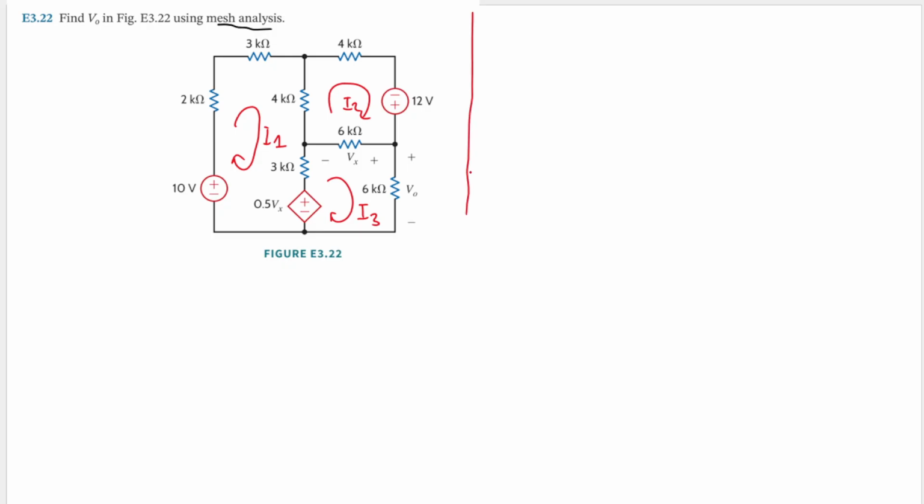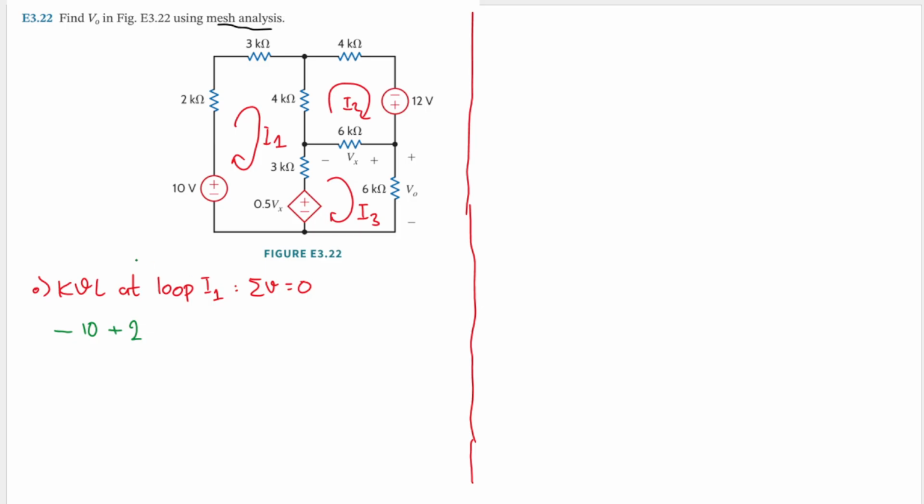Maybe let's split this into halves so we get some space here. Let's start with KVL on loop I1. KVL says that the sum of the voltages in a loop equals 0. Let's start with this 10-volt voltage source. The current flows from the negative terminal to the positive terminal, so our sign will be negative, and the magnitude will be 10. Then plus this 2 kilo ohm resistor. We just write 2, but this is a resistance.